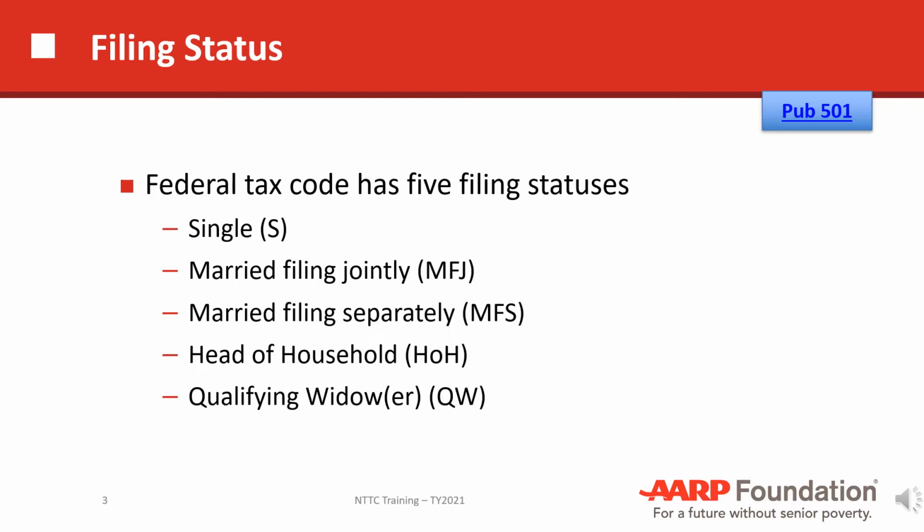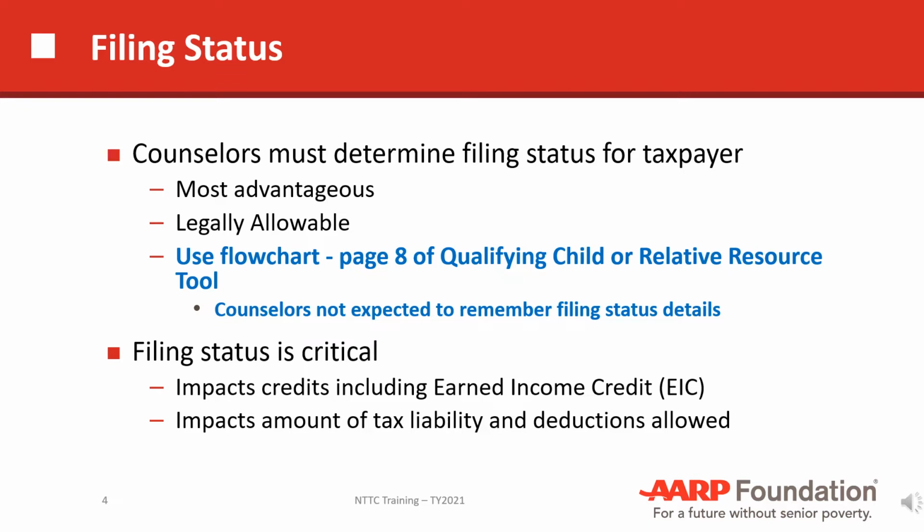There are 5 filing statuses in the federal tax code: single, married filing jointly, married filing separately, head of household, and qualified widow or widower. Tax-Aide counselors are responsible for determining the filing status for a taxpayer. We certainly don't want the taxpayer to tell us what their filing status is, other than maybe telling us that they want to file jointly as a couple.